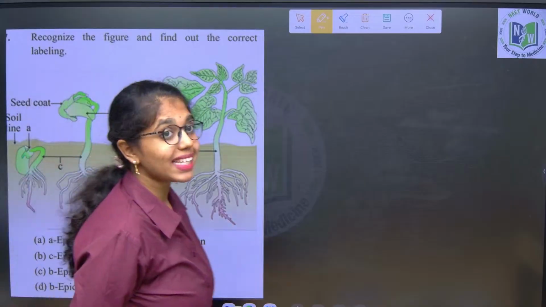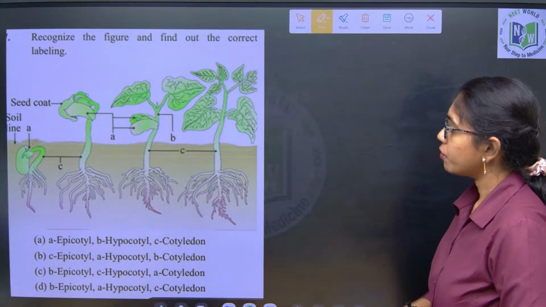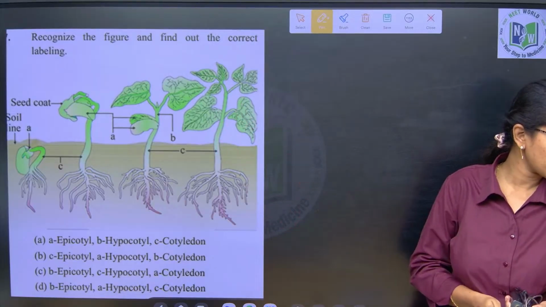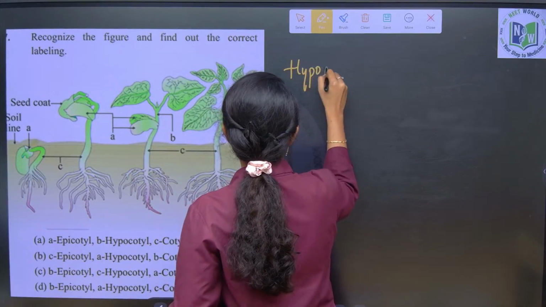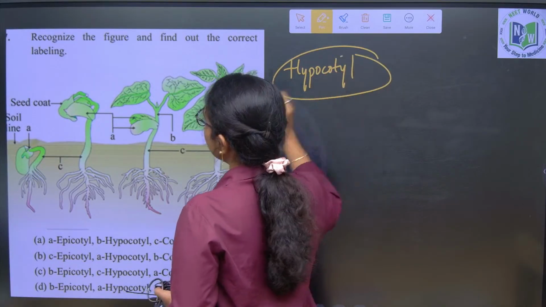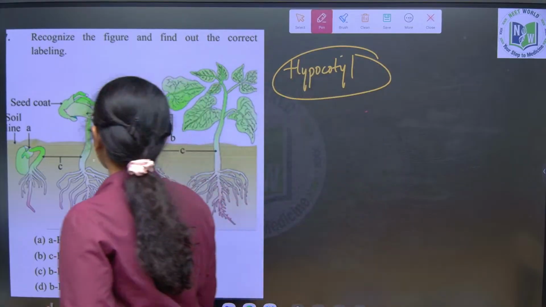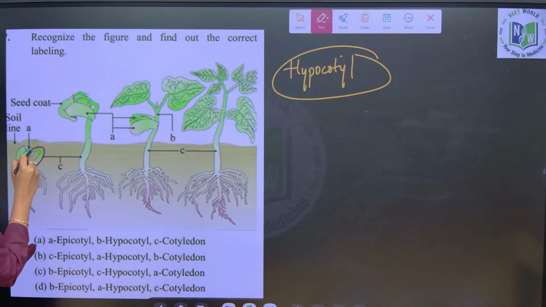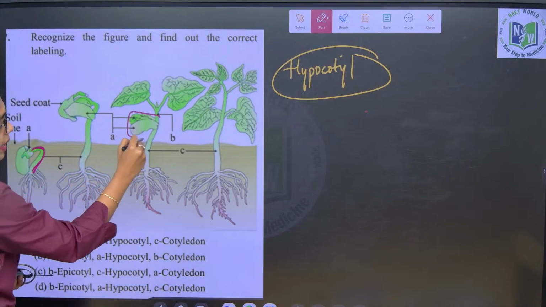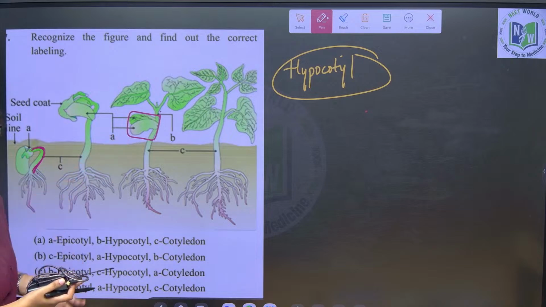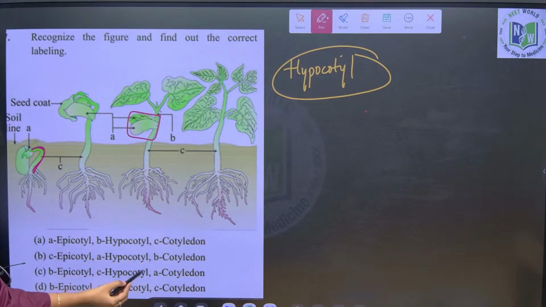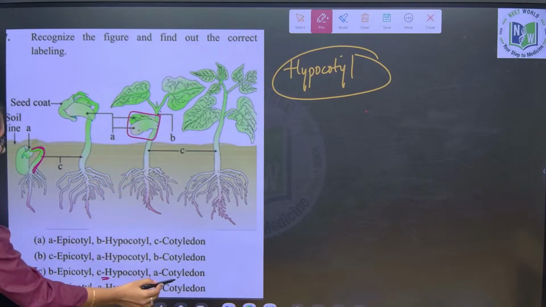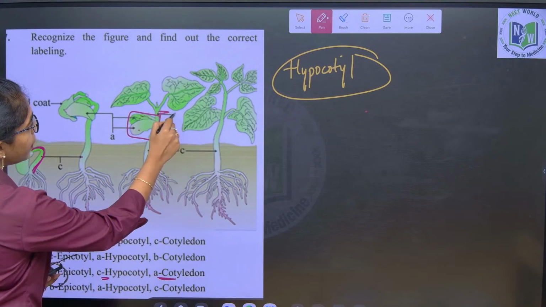Here we have to recognize and find the correct labeling. First you tell me, is this hypocotyle seed germination or epicotyle? Very good, that is hypocotyle seed germination. How? See if you can see here clearly. From the seed, if the hypocotyle is growing down, and you can see cotyledons above the ground, that is hypocotyle seed germination. So here, C is the hypocotyle, A are cotyledons, and B will be the epicotyle here.